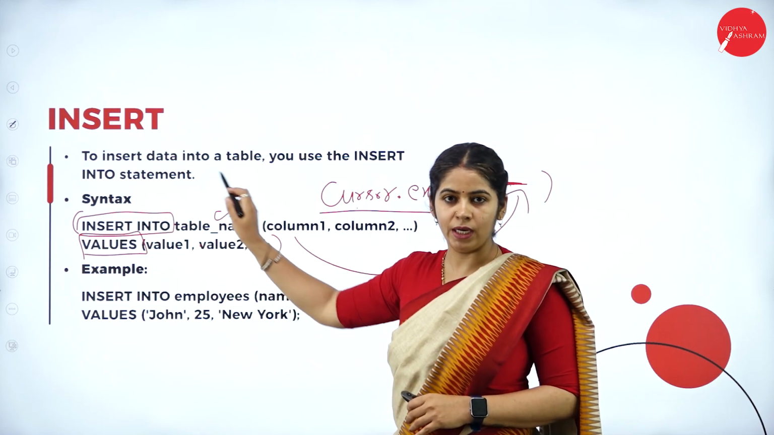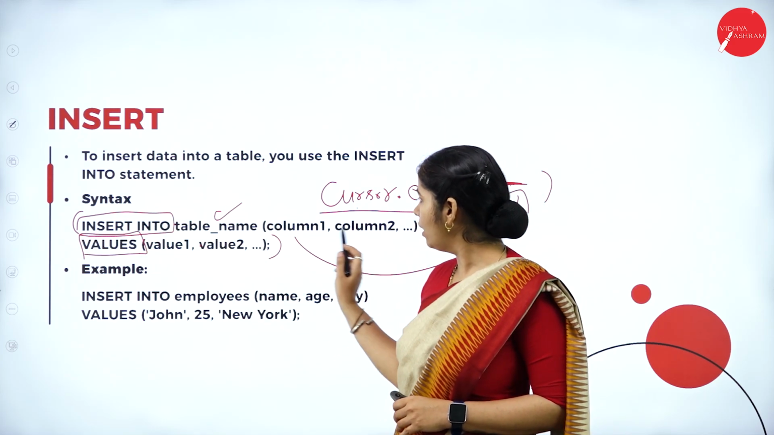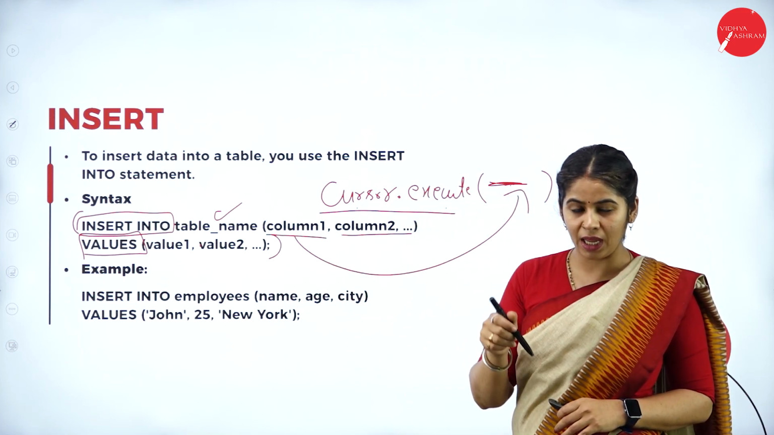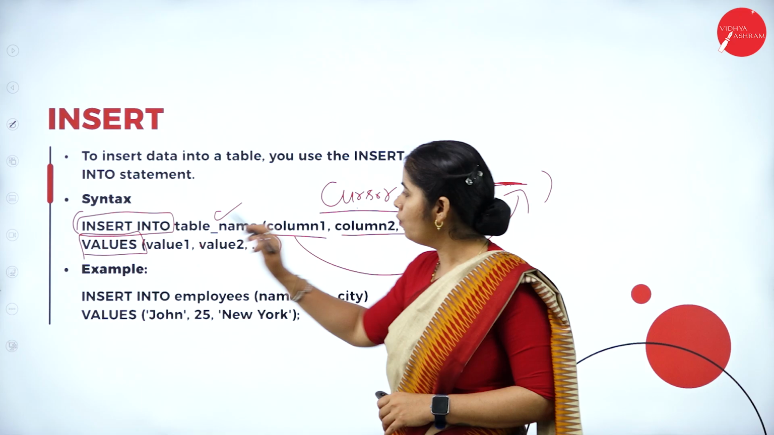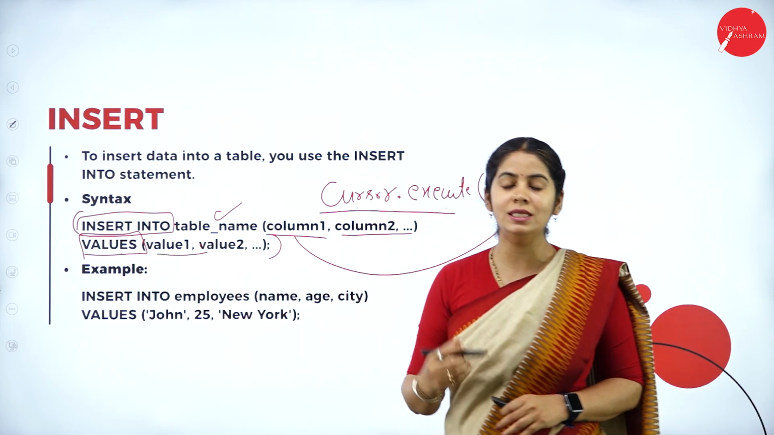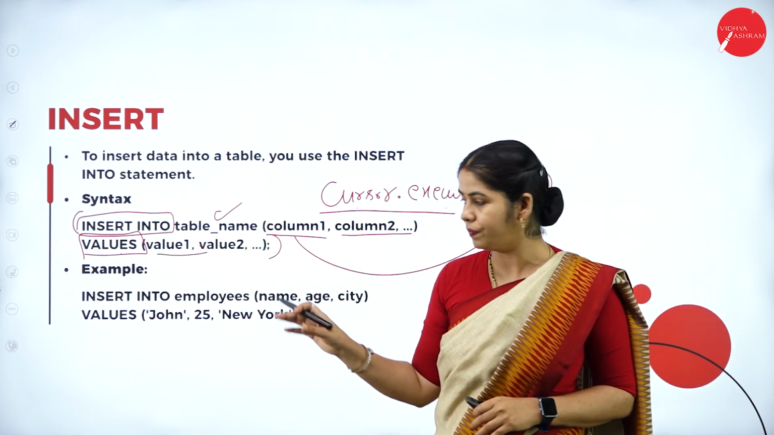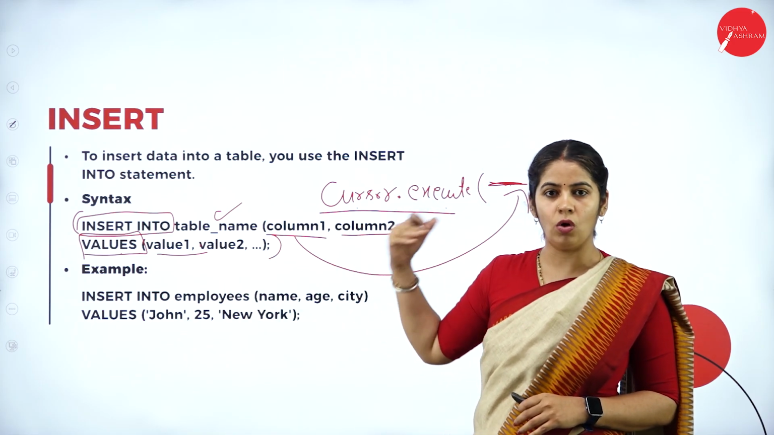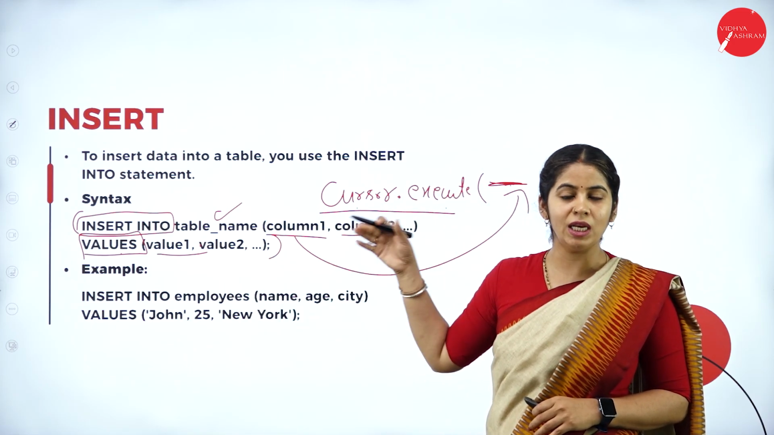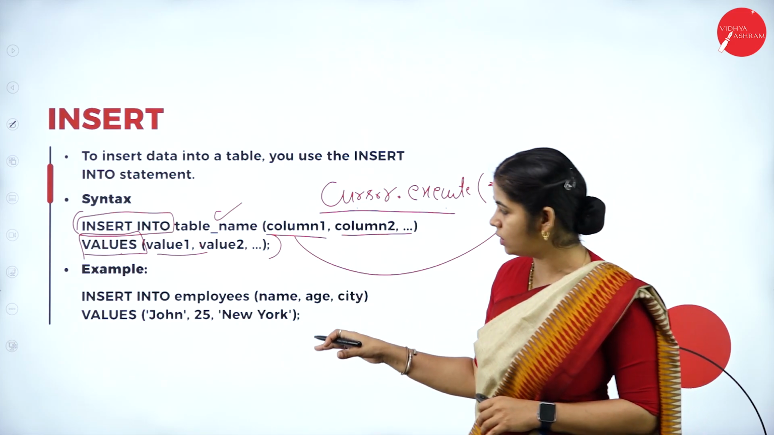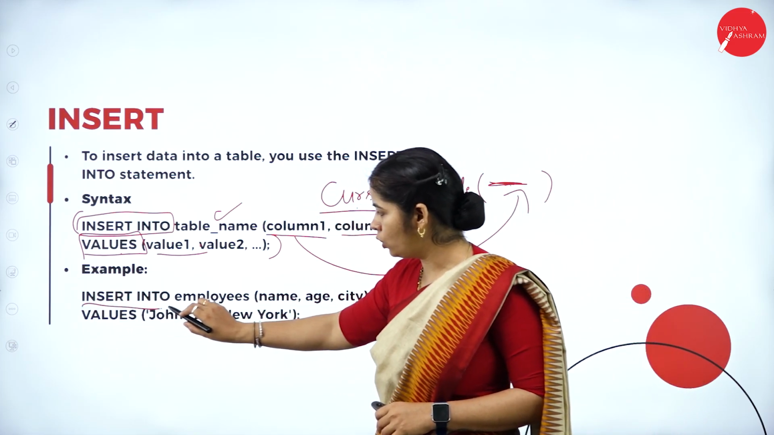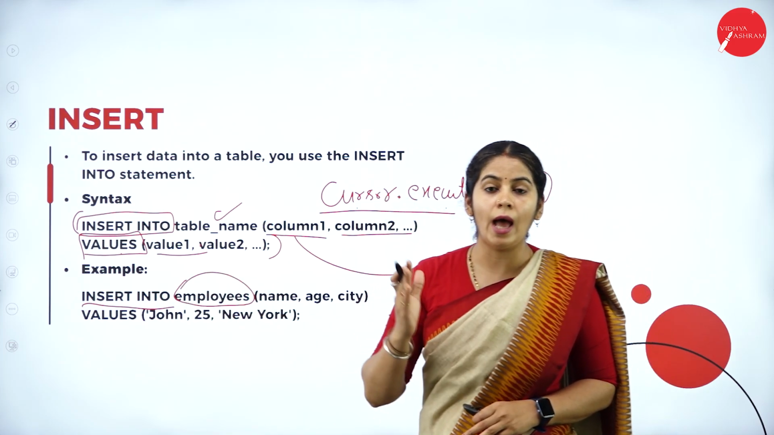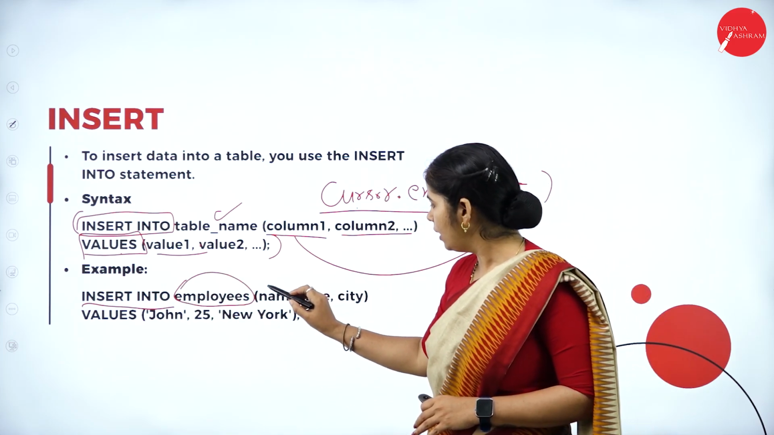The syntax is the same. Insert into the particular table name, and after the table name, the column names or attribute names, and whichever values we are inserting for those columns have to be given. Here, with the same employee table that we have created, we are inserting some values into the employee table. So insert into employee, the table name. For what all the attributes are we inserting?